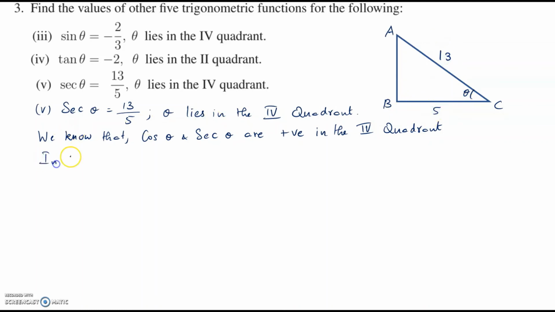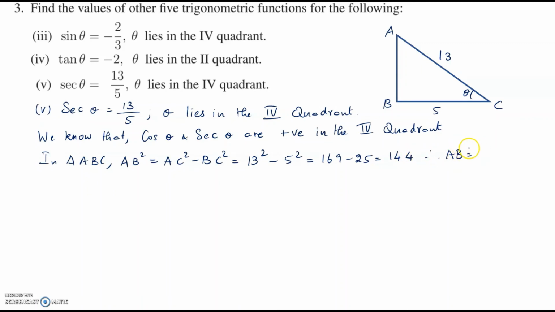So in triangle ABC, AB squared is equal to AC squared minus BC squared, which is equal to 13 squared minus 5 squared, which is equal to 169 minus 25, which is equal to 144. Therefore, AB is equal to root of 144 will be 12. So we have found our AB to be 12. Now let's find the trigonometric function values.